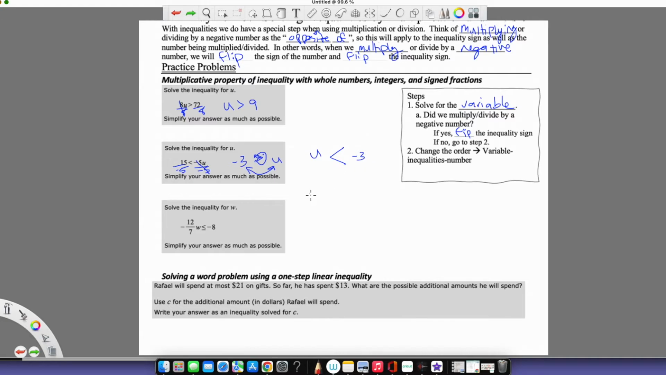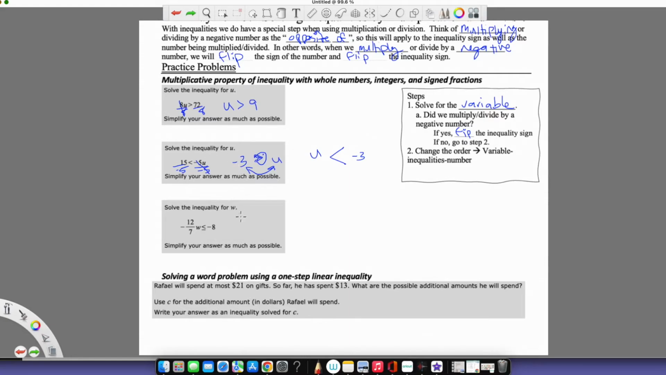I know we flipped it from less than to greater than for this one, but the reason it went back was because we literally flip-flopped the entire equation, so that we had variable, inequality sign, number. I'm very picky about that order because it makes it much easier to graph if you have it in the correct order.